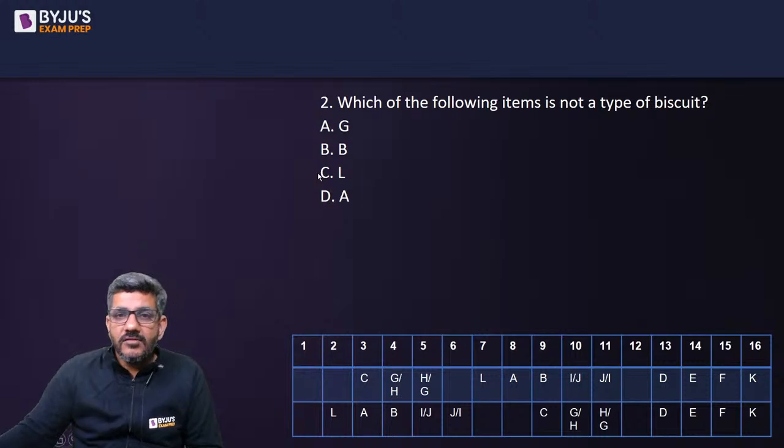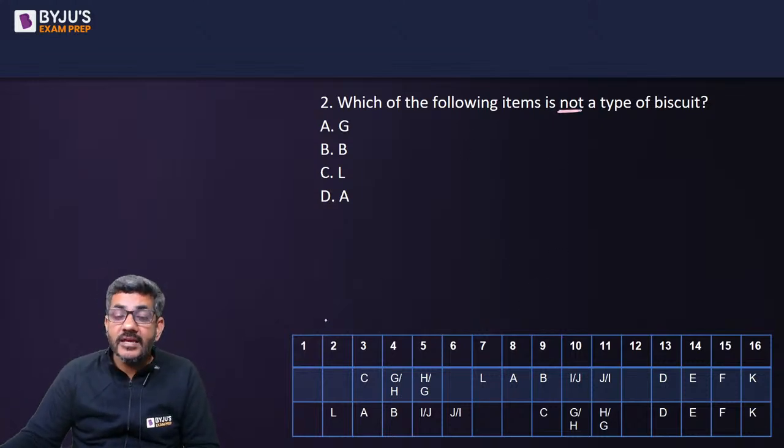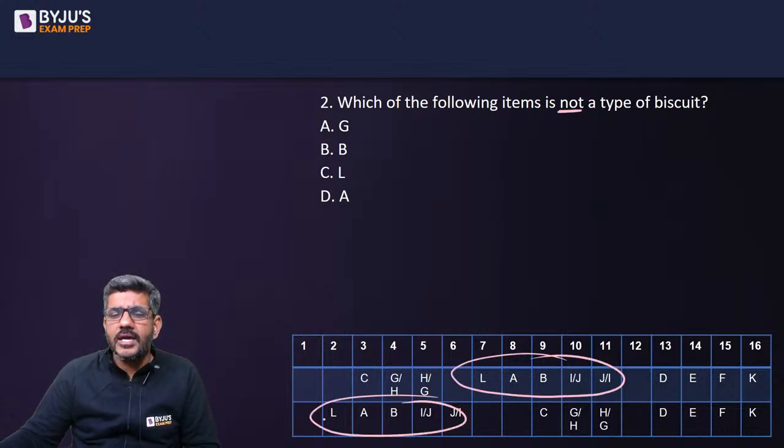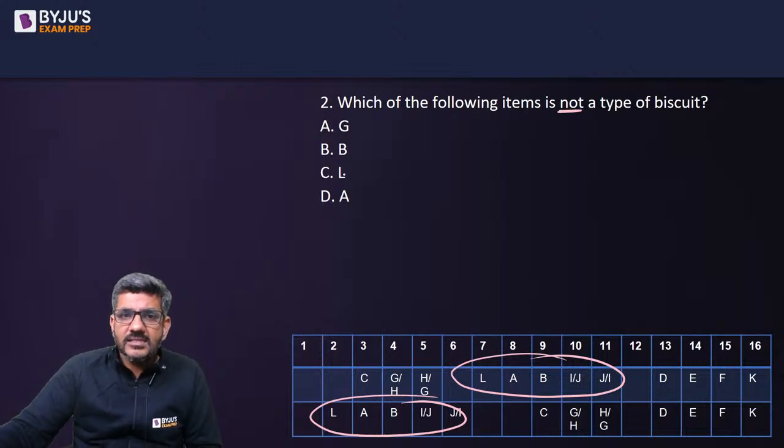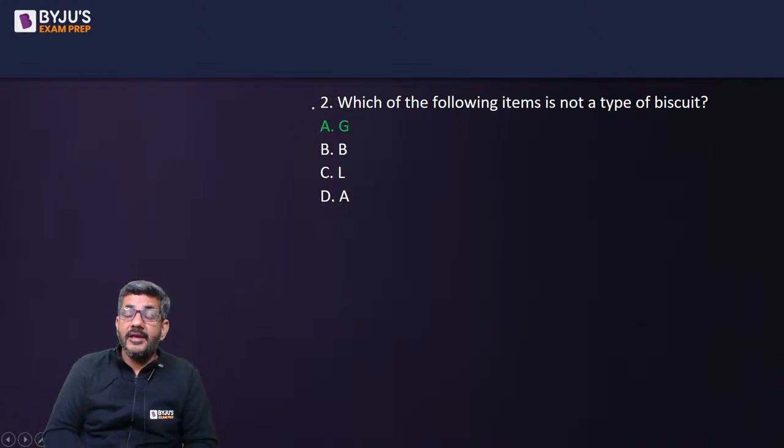Second, which of the following items is not a type of biscuit? So biscuits are L A B I J. Wherever you place them, they are still L A B I J. L is a biscuit, A is a biscuit, B is a biscuit, G is definitely not a biscuit. So the answer for the second question is option A, that is G.